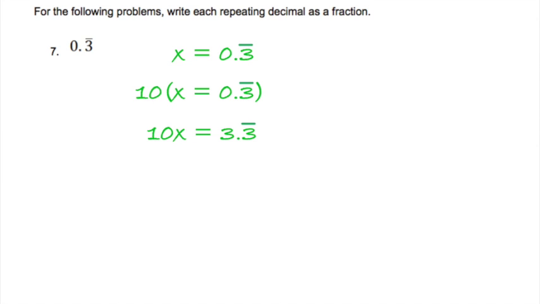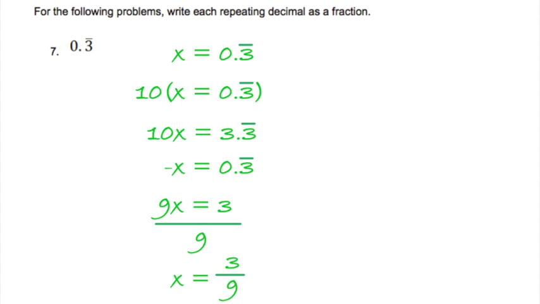Now that we have that, we want to get rid of the part that's repeating. So to do that, we're going to subtract our original equation. So we're going to subtract x equals 0.3 repeating. When we do that, it cancels out the repeating part of the decimal. So that leaves us with 9x equals 3. Now we have a simple equation that we should be able to solve. We want to divide both sides by 9, and that gives us that x equals 3/9. We can simplify that fraction, so we get the fraction 1/3. Let's look at another example.